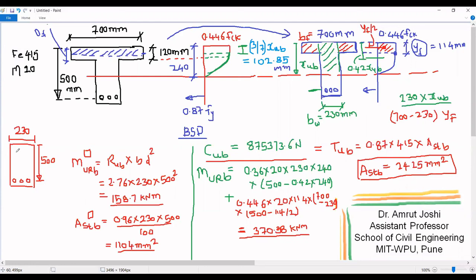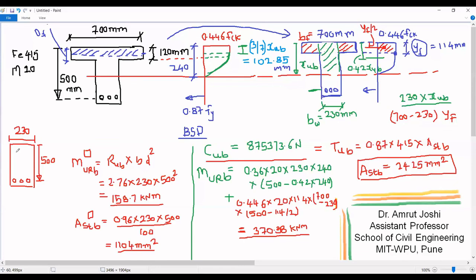So let us summarize. Today, we took the same cross-sectional dimension T section as in previous short video, and we tried to calculate its moment of resistance if it were to be designed as balanced section. Then we understood that to make it balanced section, we have stress distribution on compression side in such a fashion that 0.446 FCK does not remain constant over the entire flange because the flange depth was greater than 3 by 7 XUB.